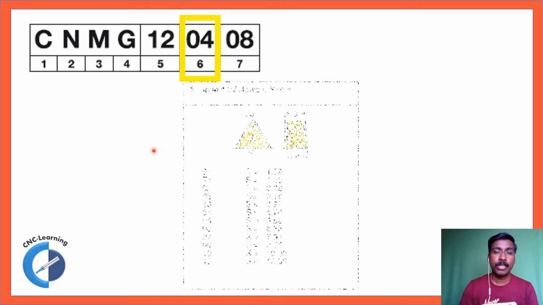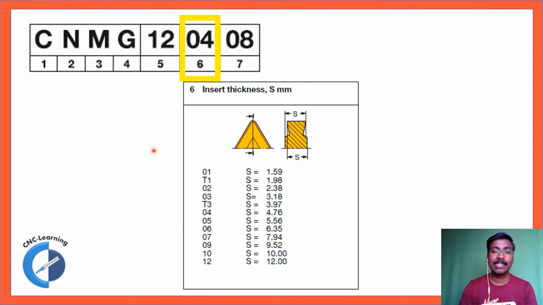Now what does 04 stand for? It is the insert thickness. So 01 means 1.59 thickness, T1 means 1.98, 02 means 2.38. So 04 means 4.76. That is the insert thickness.